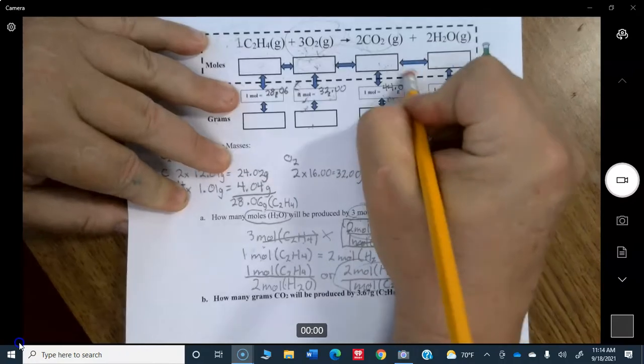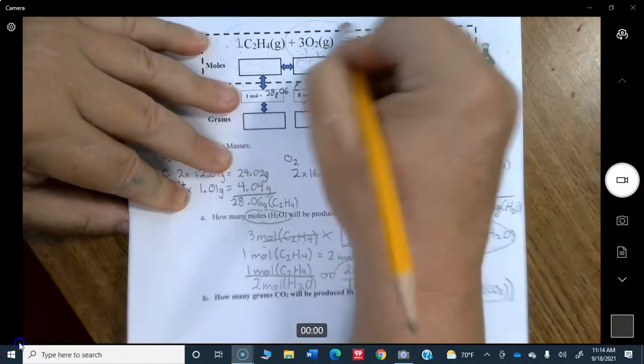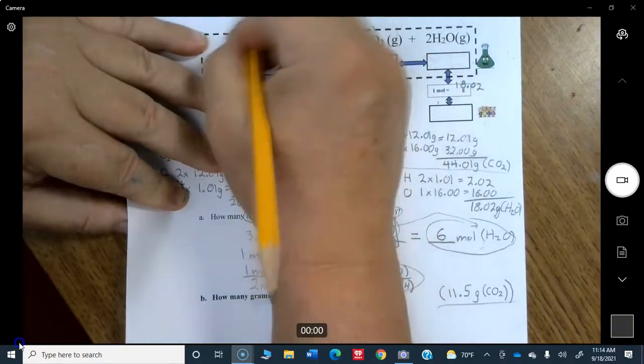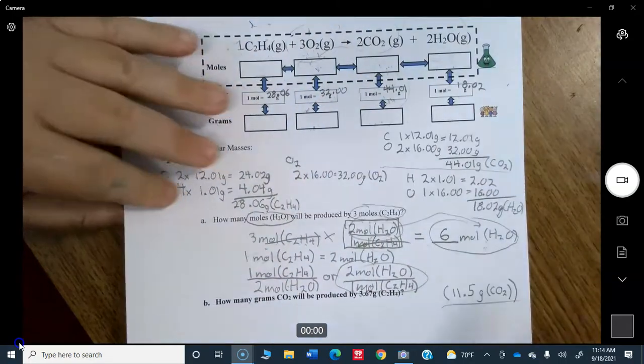Okay, again, you don't erase the molar mass conversions. You're going to use those throughout the problem. Just some of these arrows and circles I drew, I'm getting rid of. Okay, so here we go.